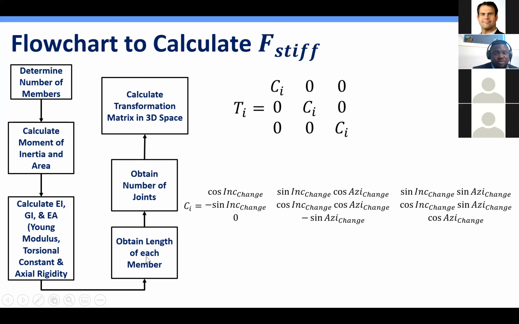You obtain the length of each member. So depending on how you separate the nodes, it could be recommended to be at some point within the pipe or the different components, but the length is needed for each member, and then obtain the number of joints, which is just the number of members plus 1. You calculate the transformation matrix in 3D space. So this is a 3x3 matrix because the direction cosine is a 3x3 matrix, which is after lots of research. This is the formula for that.